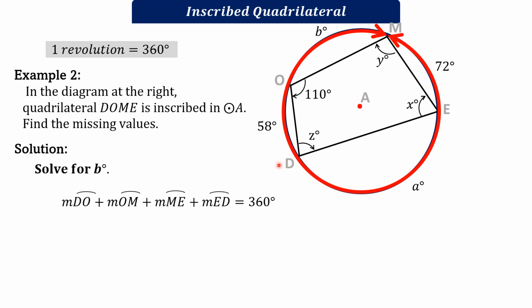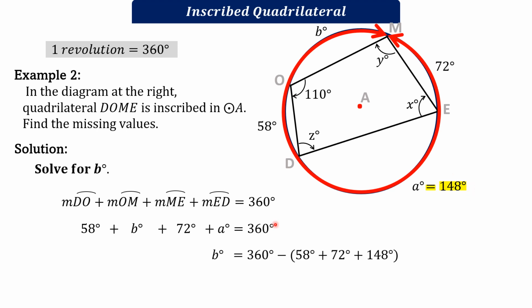And that is the measure of arc DO plus the measure of arc OM plus the measure of arc ME plus the measure of arc ED is 360 degrees. So substituting all of the given, where A is 148, therefore B is equal to 360 minus the sum of 58 plus 72 plus 148 degrees, which is equal to 82 degrees. So the measure of arc OM, or B, is equivalent to 82 degrees.